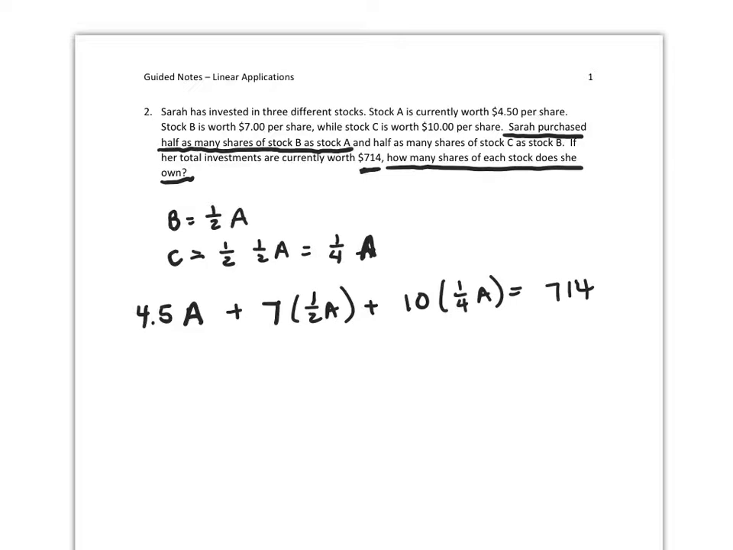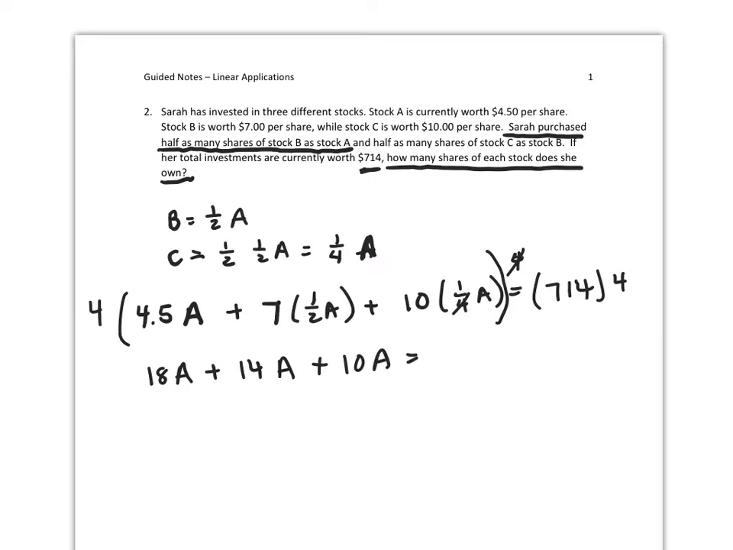This is a linear equation in terms of A. And you all know we like to clear our fractions first. So we're going to multiply every term on both sides by 4. 4 times 4.5 is 18A. Plus 2 will go into 4 twice, 2 times 7 is 14A. Plus, of course, that 4 will cancel and you're left with 10A. And 4 times 714 is 2856.